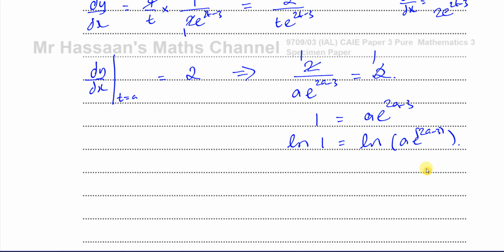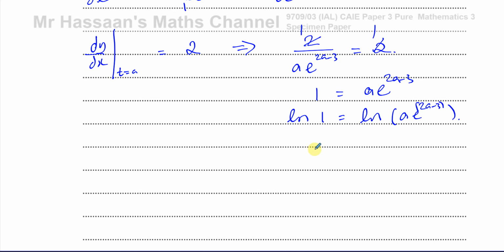Okay, so now we know that the ln of 1 is equal to 0, so I'll continue. Ln of 1 is equal to 0, and I can split this up using the laws of logarithms. That will be the ln of a, and then you're going to have plus, I'll do this step by step so it's clearer to you, ln of e to the power of 2a minus 3. Okay, so I've just used the law of logarithms: the ln of ab is equal to the ln of a plus the ln of b.